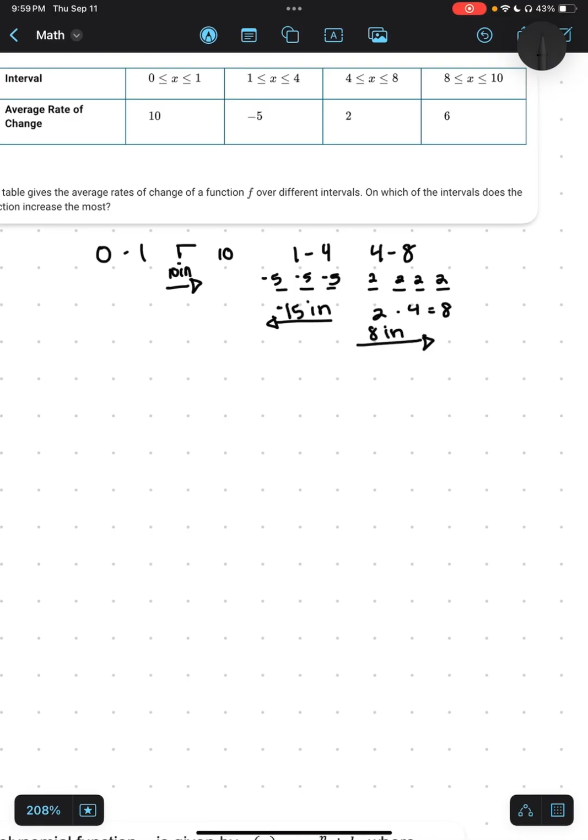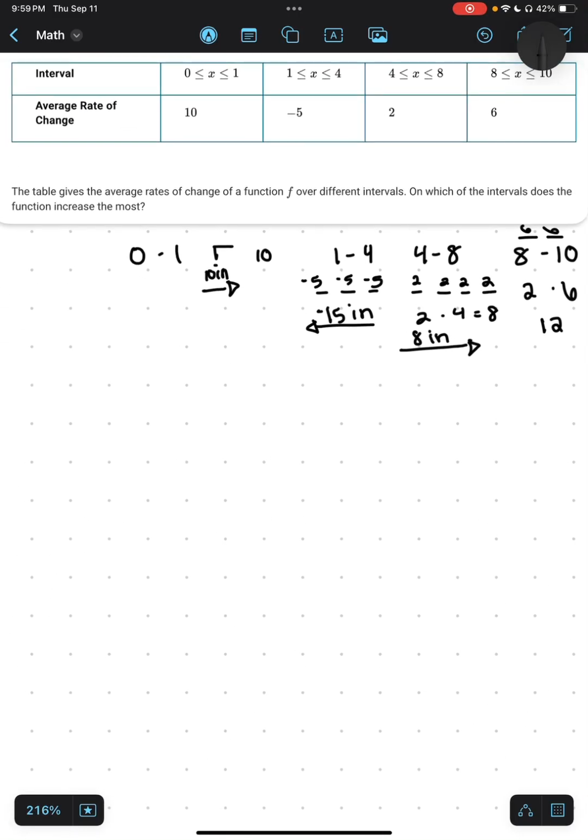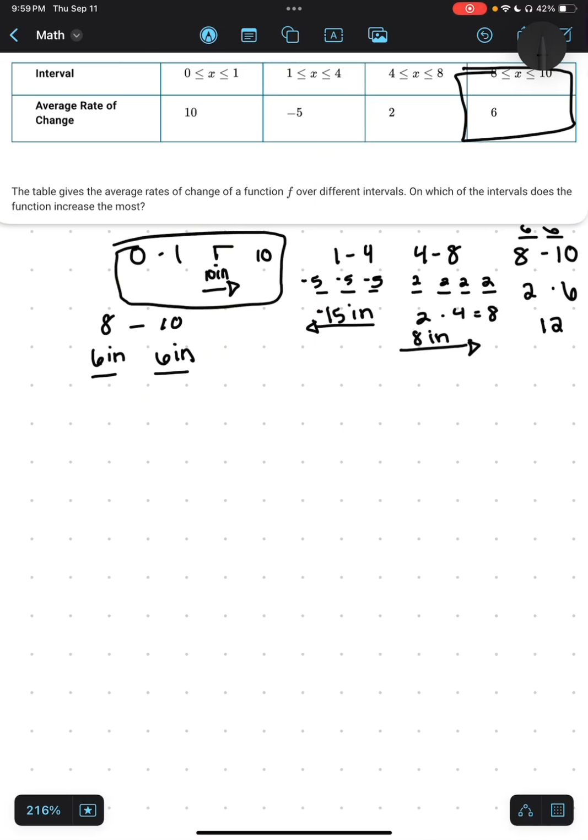And then from 8 to 10, we moved 2 spaces, but each of them were 6 inches. 2 times 6 is 12. So the interval from which we increased the most is actually 8 to 10, because every step we took was 6 inches, and we took 2 steps between 8 through 10. However, this one, if we go back to it, we only took 1 step, and that was 10 inches.